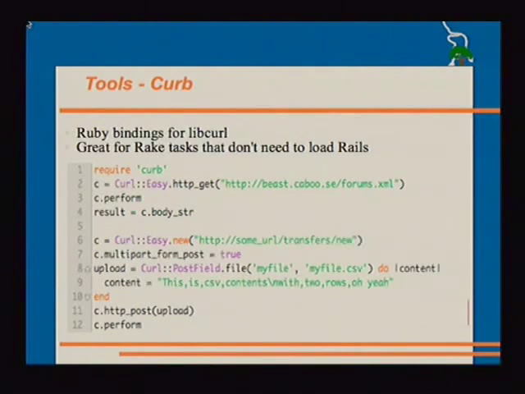Curb. Curb is Ruby bindings for libcurl. I use it when I don't want to load up all of Rails. A lot of times in like a rake task or in something that's running like as a daemon, you don't want the 22 megabyte overhead of loading the Rails framework plus however much overhead your application is, to just do one little query and then you're out. Or to hit one URL and then you're out.